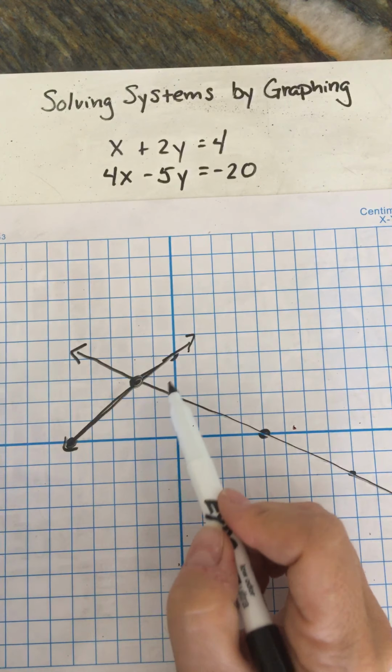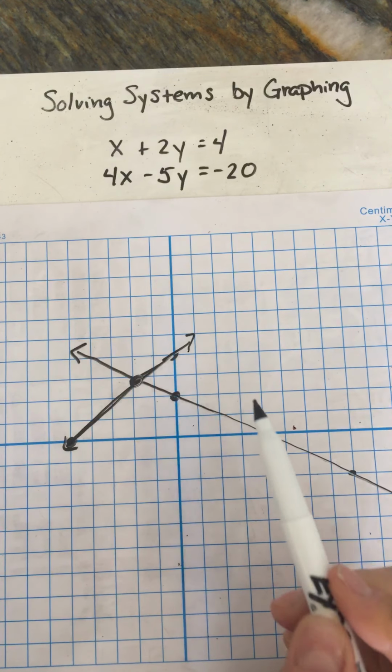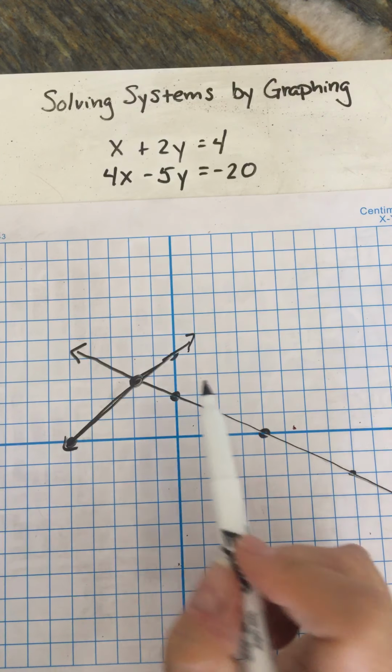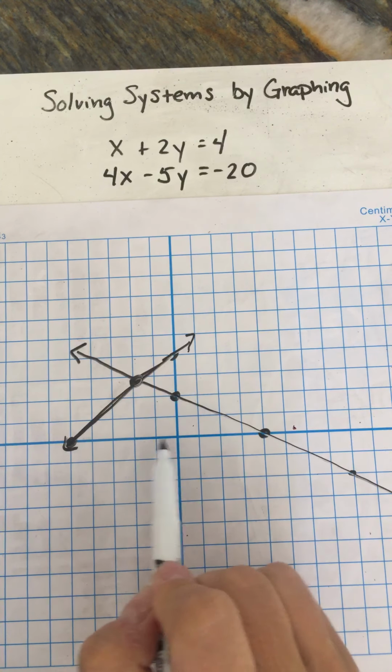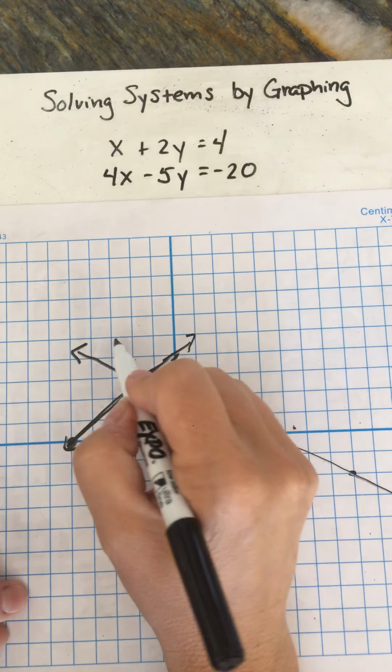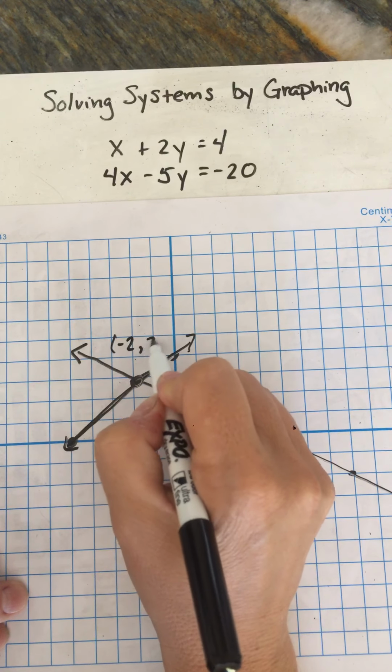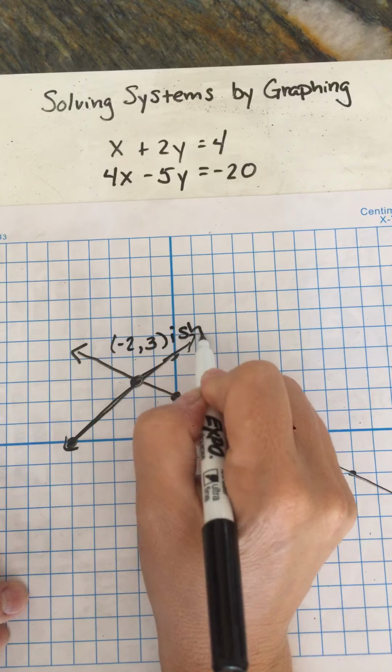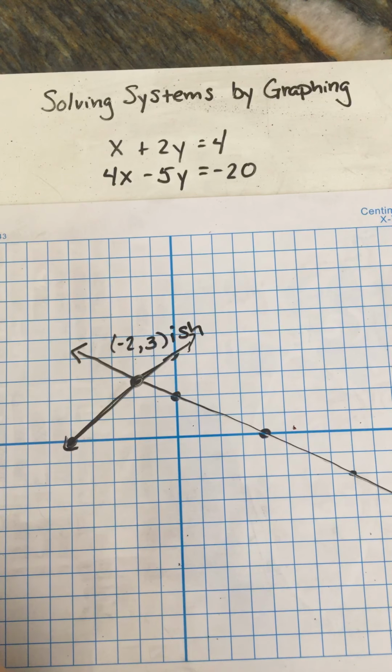In this case, it's not nice and exact, but that's okay. It looks like around negative 2, 3-ish. Okay, so this is negative 2, 3-ish. All right, we'll get into precision when we do the other 2 methods, but for the graphing, I want you to use your straight edges and get as close as you can.